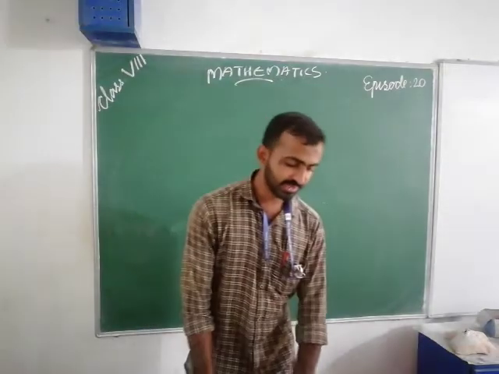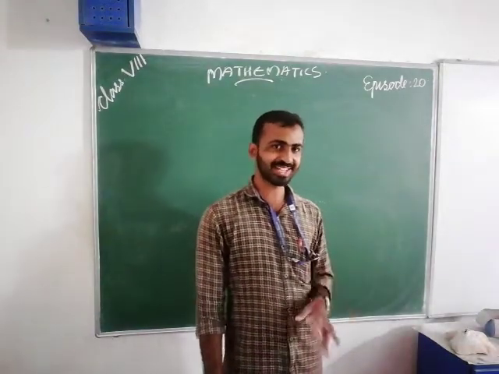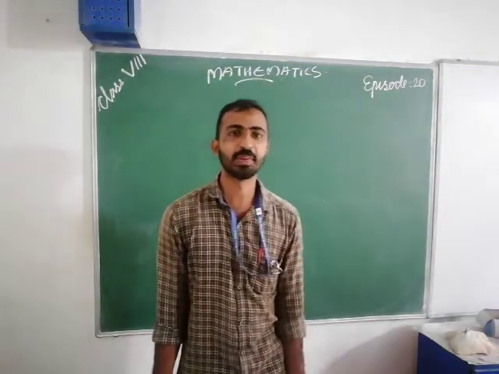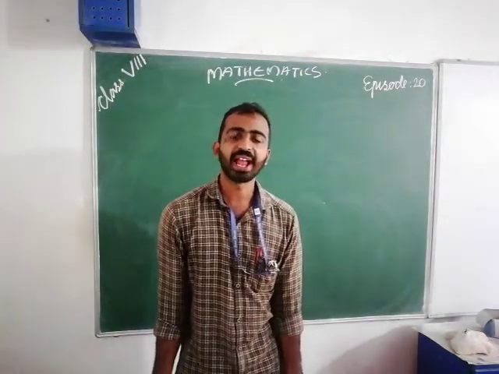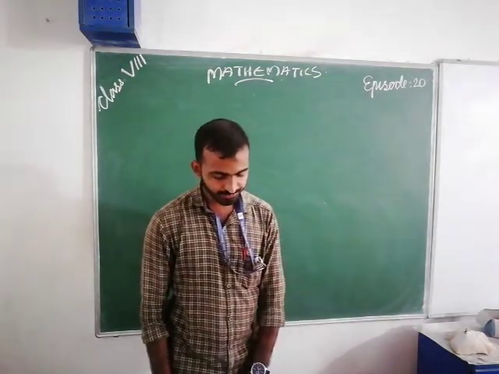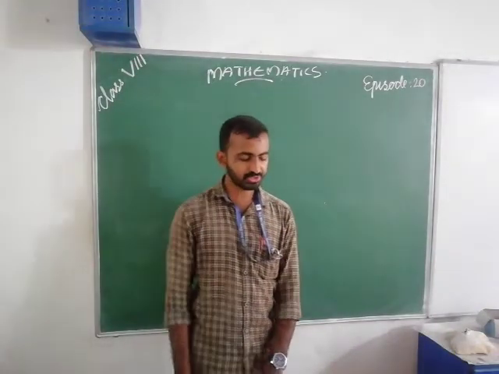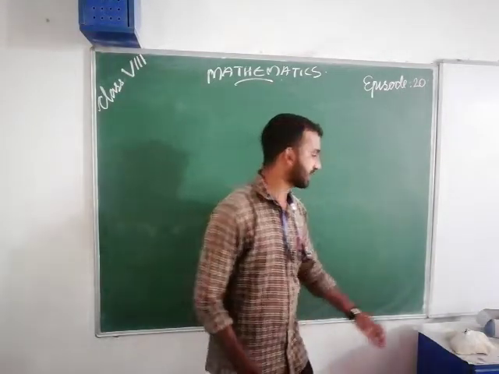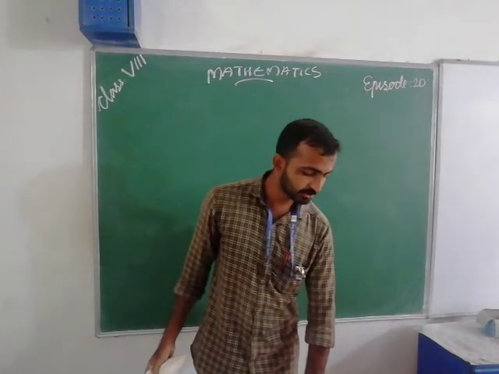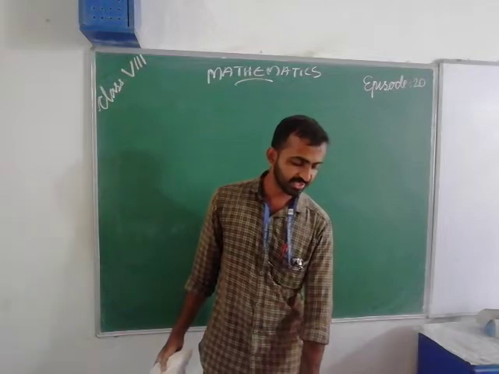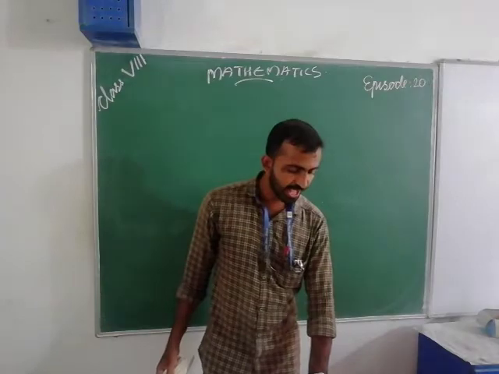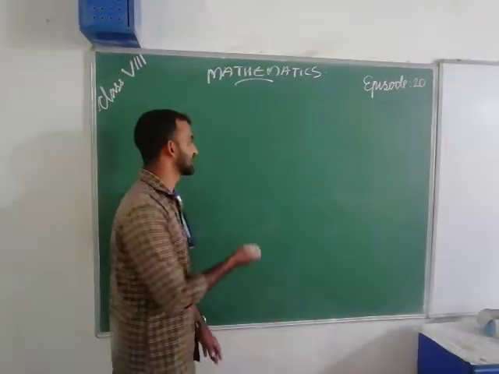In the previous class, what did we discuss? One question we discussed, but we didn't explain or find the solution. It is our exercise 3.3, question number 10. What is our question? The question is: explain how this figure is a trapezium. Which of its sides are parallel?